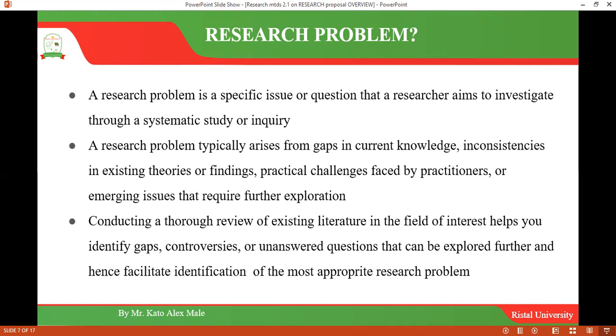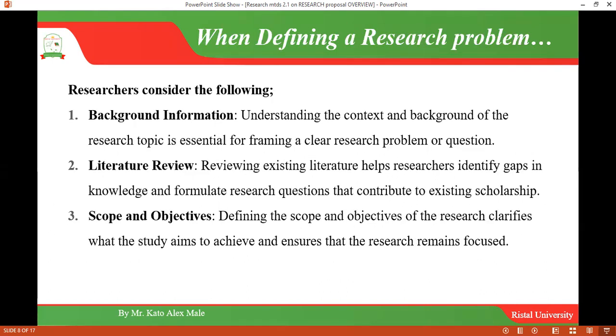And then once you confirm that this gap in information is not filled well, then you formulate your research problem. When defining a problem, you have tried to find out that indeed the gap exists. So when defining a research problem, researchers consider the following.